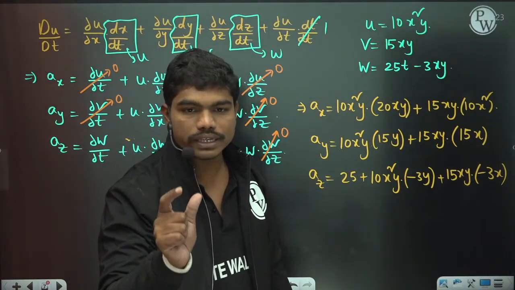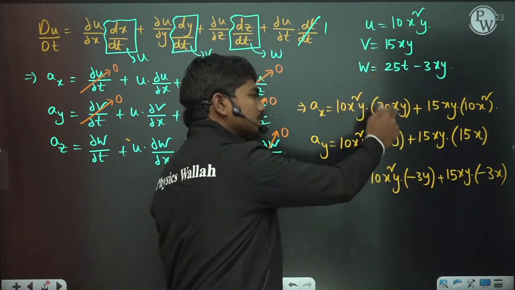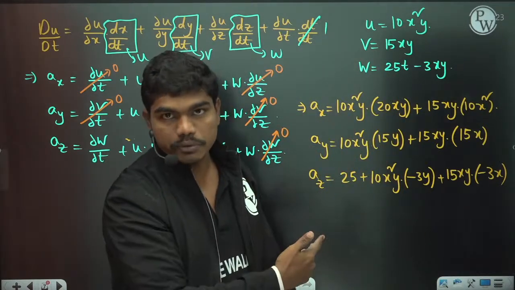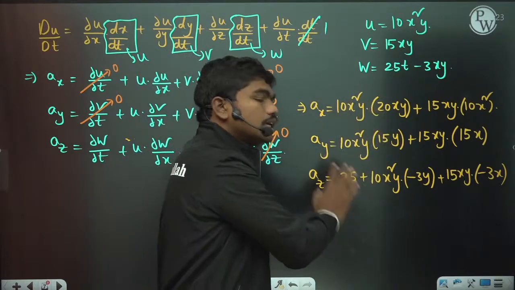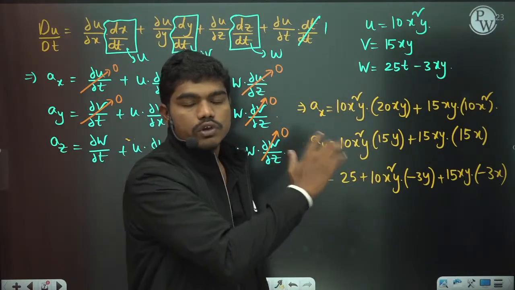Depending on the points they give you, x, y, z values, you substitute the corresponding x, y, z, and of course in some equations if time also comes out, you can substitute the t value also. This is how you will get the answer for this.